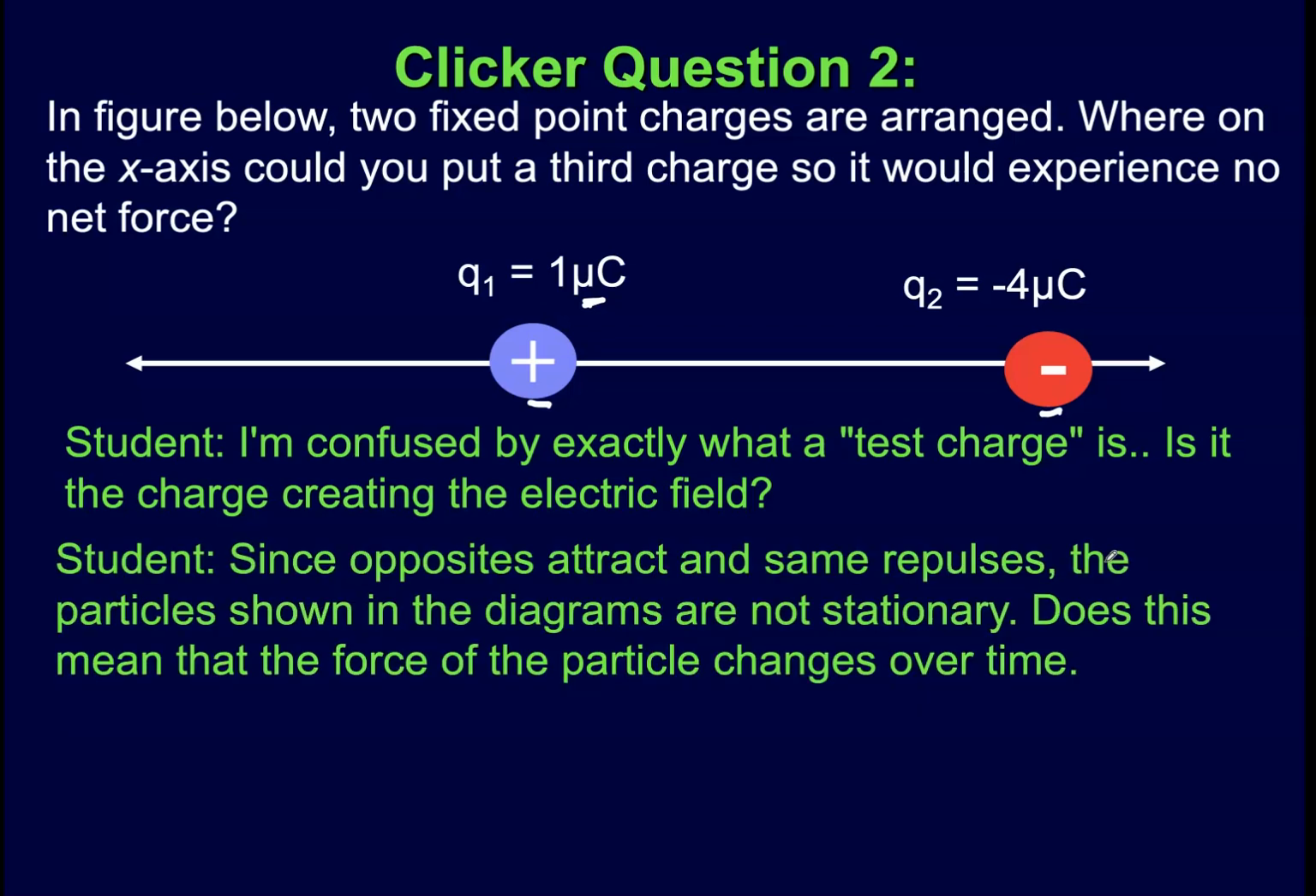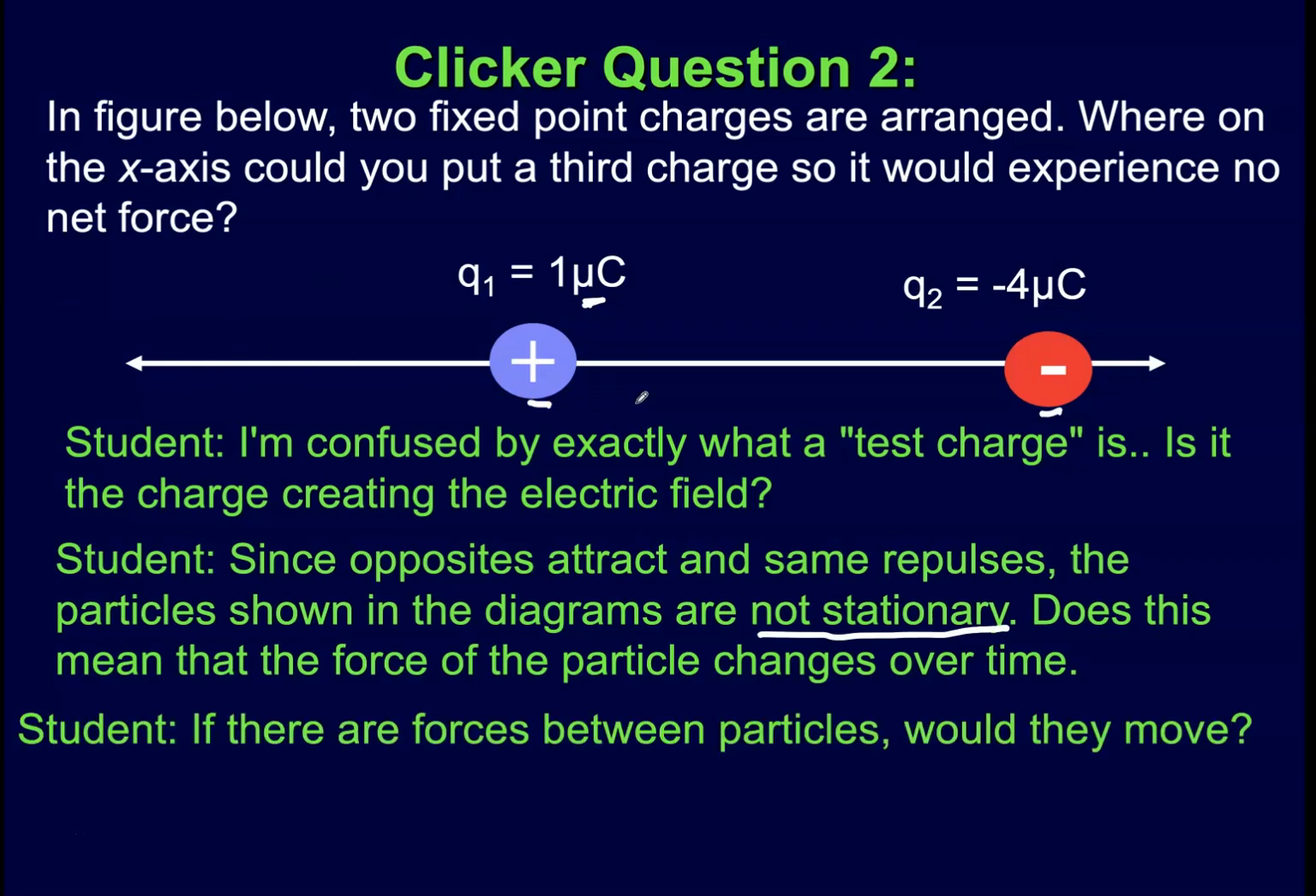The student also asked, since opposites attract and like charges repel, aren't the particles shown not stationary? That's another good point. In general, with these kinds of problems, unless it's stated otherwise, you can assume that they're stuck there somehow, like there's glue sticking them to those two points. So this positive and this negative are stuck there and not going to move. We're trying to find the point on this line where there'll be no force caused by these two charges, Q1 and Q2.